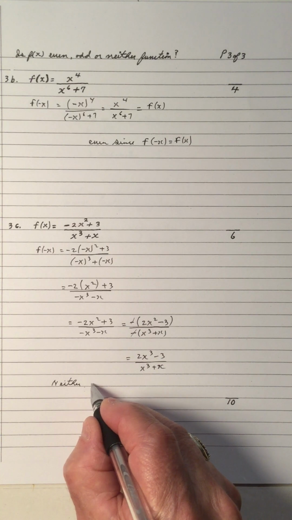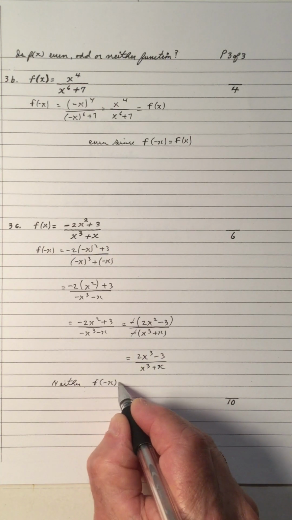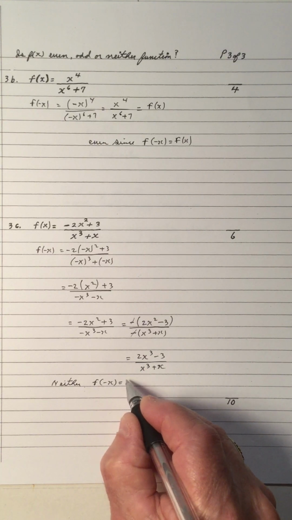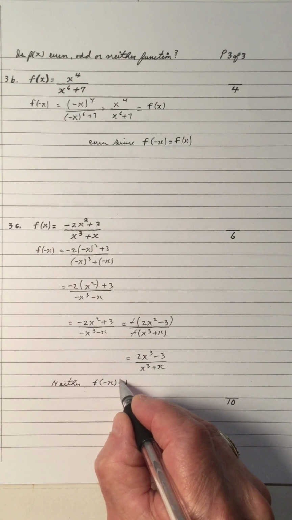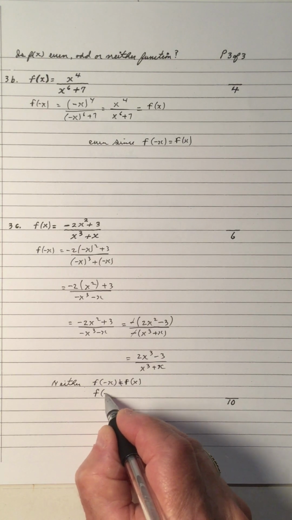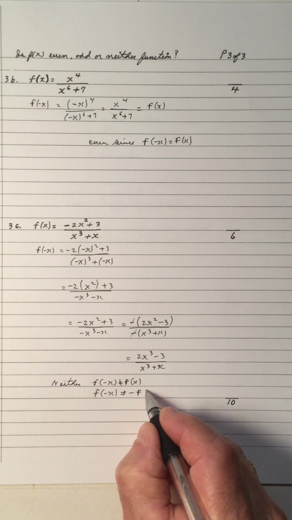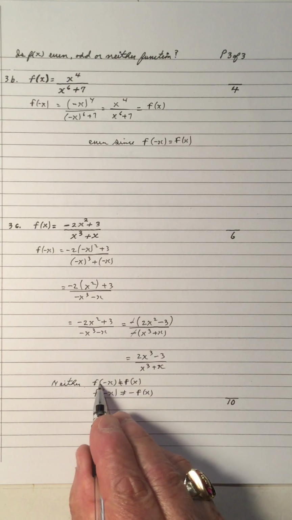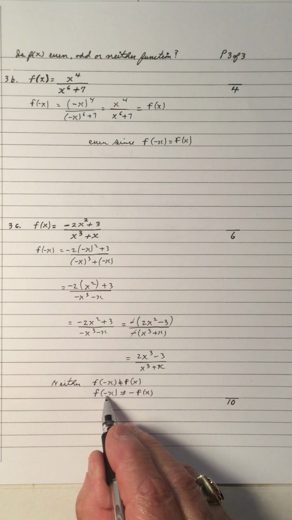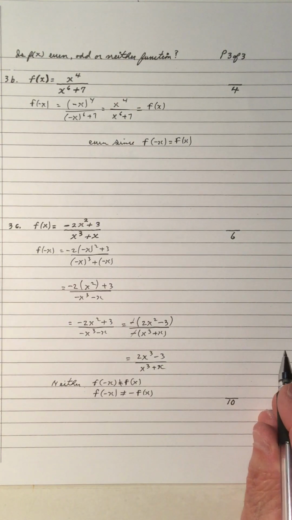Why is it neither? It's neither because f of negative x is not equal to f of x, and f of x is not equal to negative f of x. Again, if these are equal, it's even. If these are equal, it's odd. It's neither one of these, so it's neither.